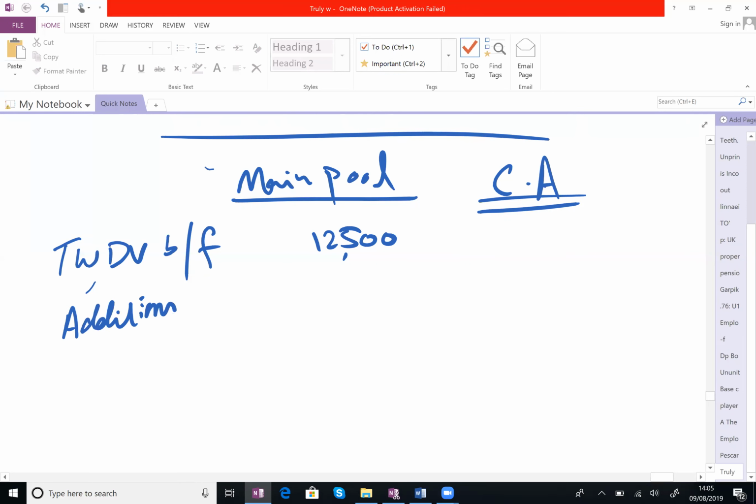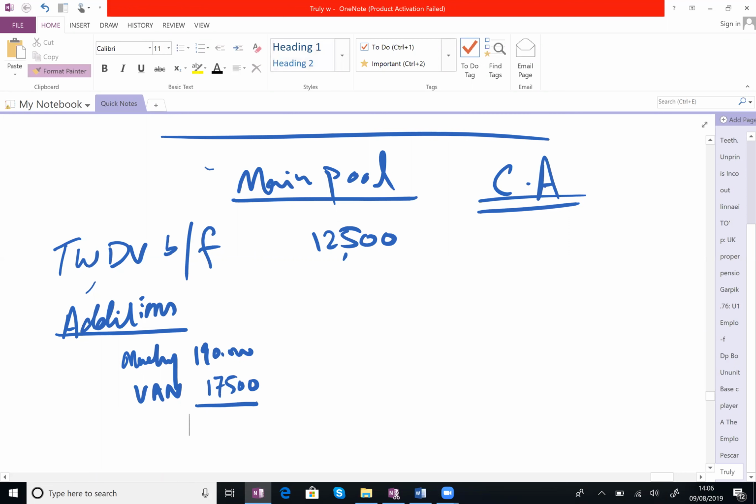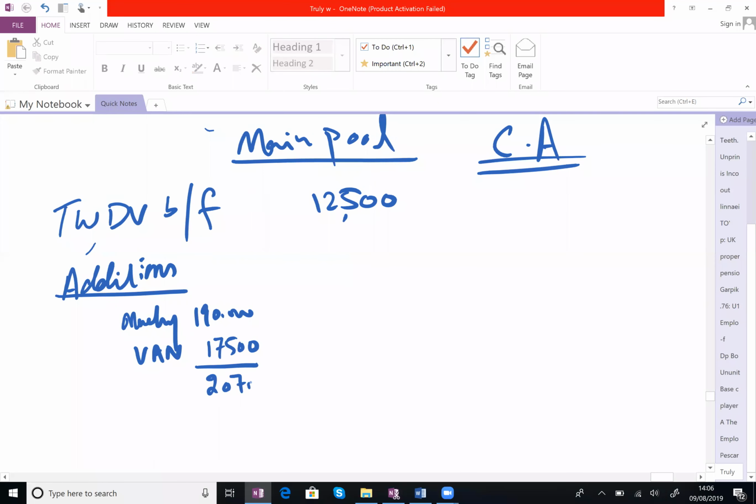Additions, purchase items. You purchase machinery, van, and car. Car does not qualify for AIA, but machinery and van qualify for AIA, annual investment allowance. Machinery cost is 190,000 and van cost is 17,500. Total 207,500. These qualify for AIA. AIA is 200,000, and that is a capital allowance.